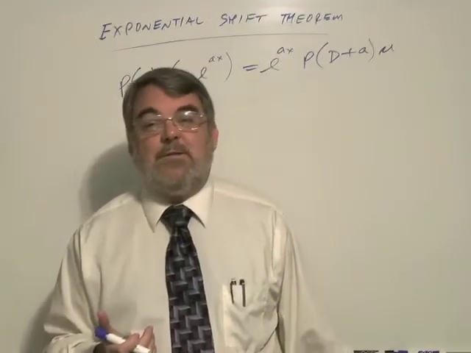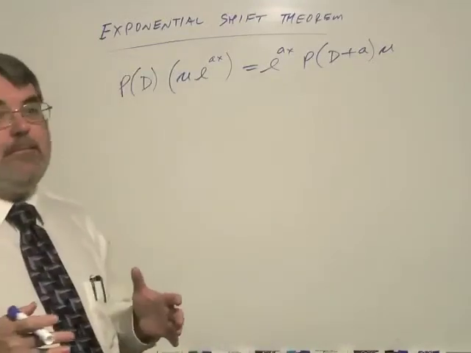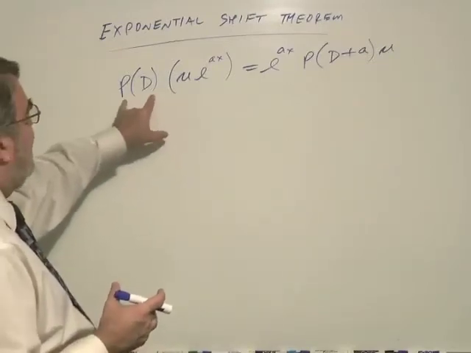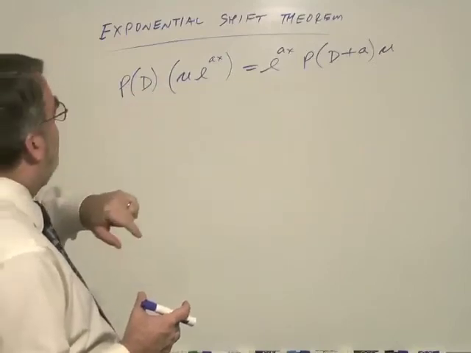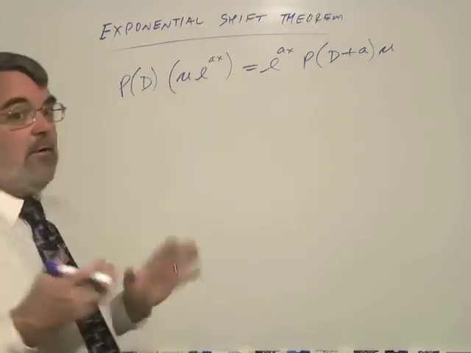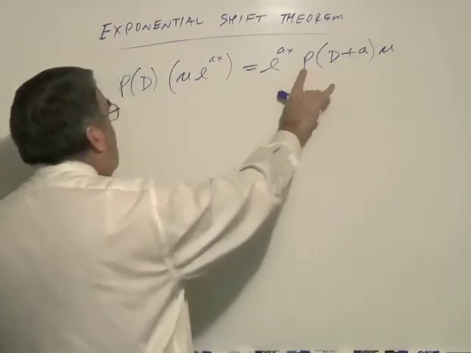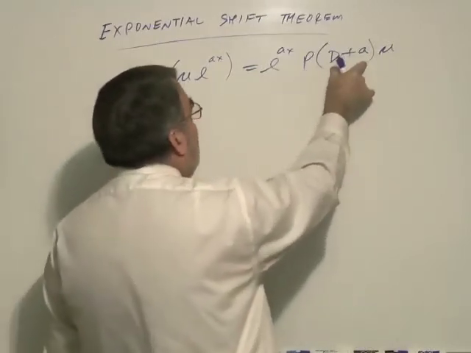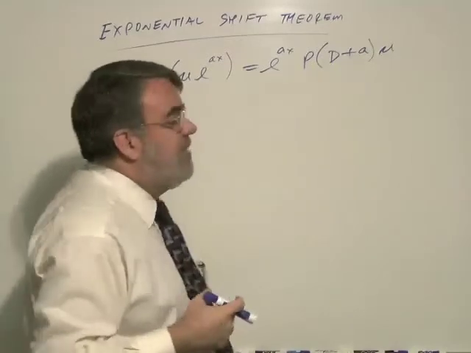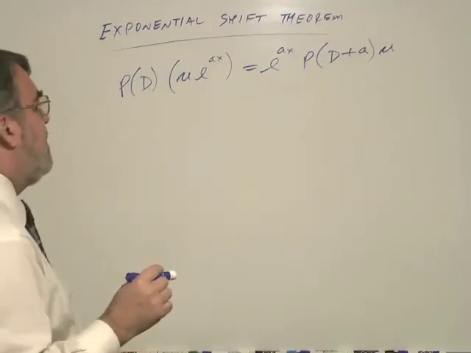As I mentioned, before we get into the inverse operators, we want to take a look at a very useful theorem called the exponential shift theorem. So P of D, a polynomial differential operator, operating on a function u times e to the ax, according to the theorem, is equal to e to the ax times the polynomial operator D plus a operating on function u. Now that may be a little hard to wrap your head around at the moment, but let me show you a real simple example of this.